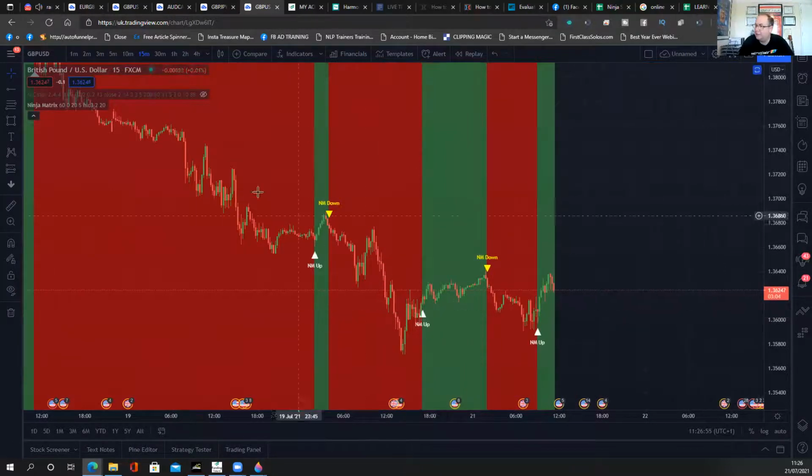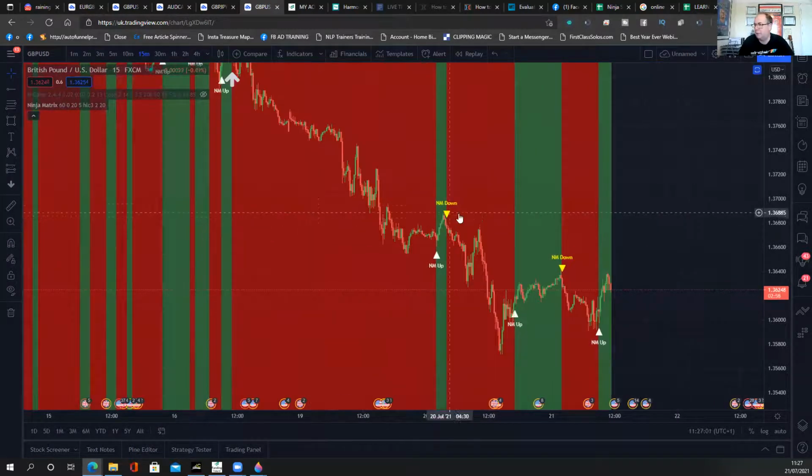Ninja up, we're looking for a buy. Ninja down, we're looking for a sell. Red background, looking for a sell. Green background, looking for a buy.